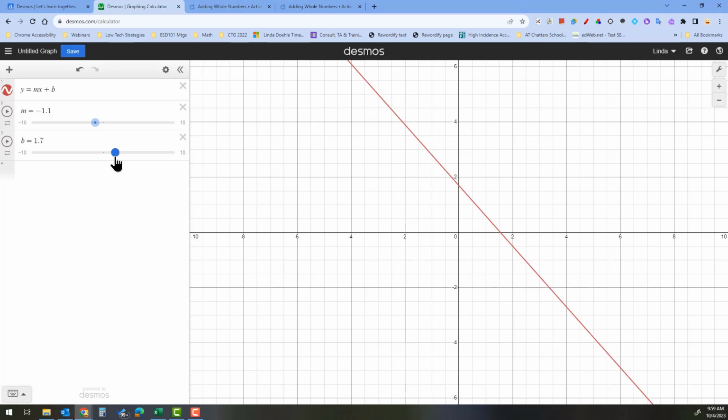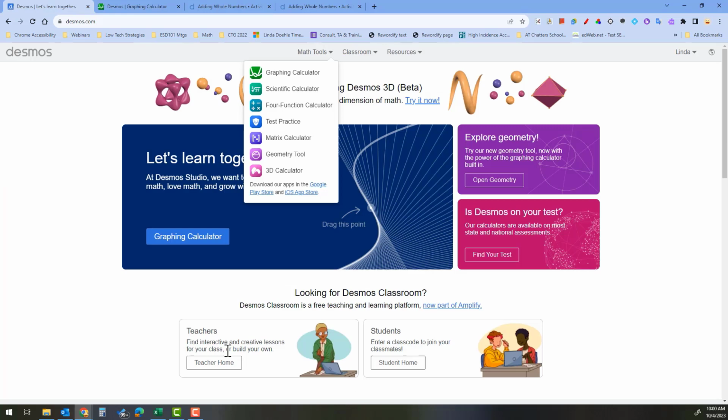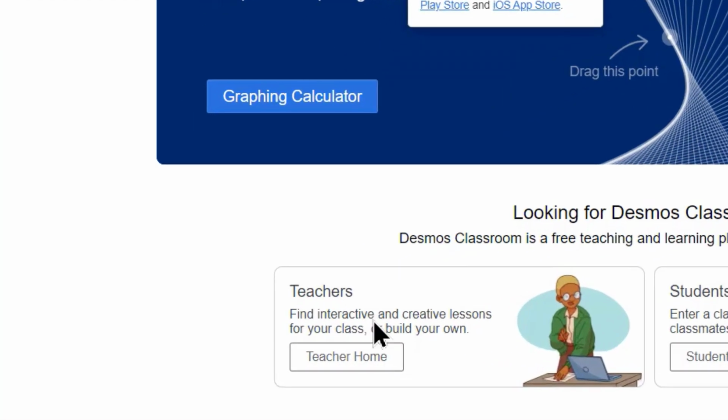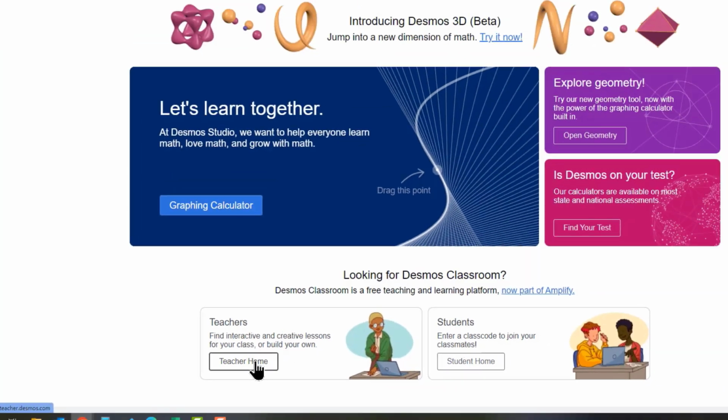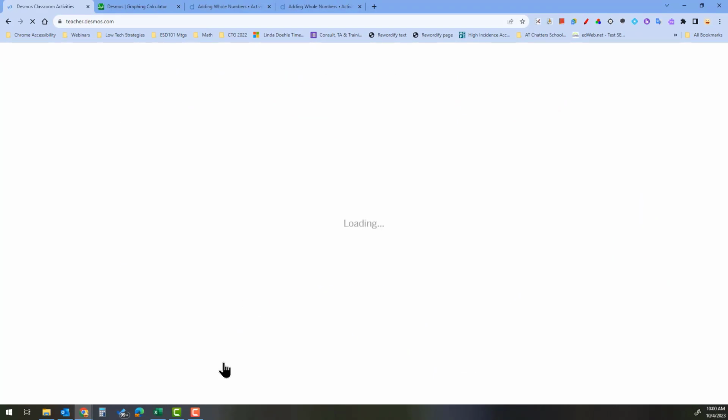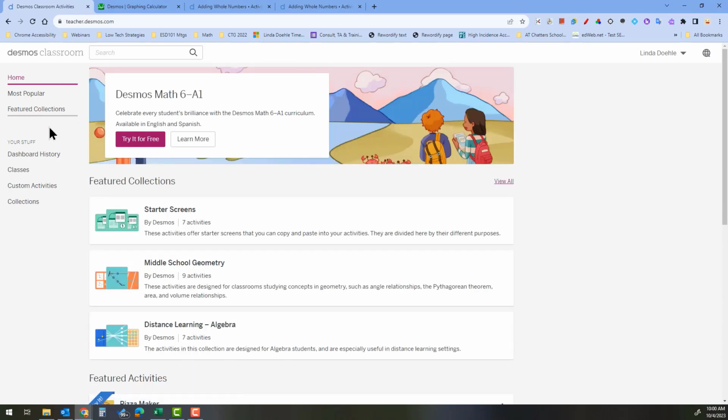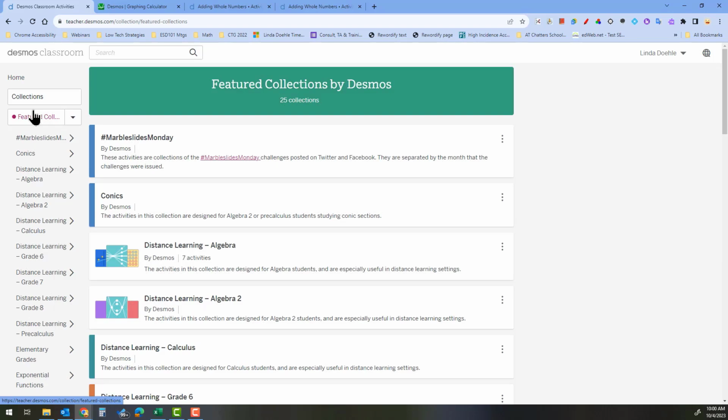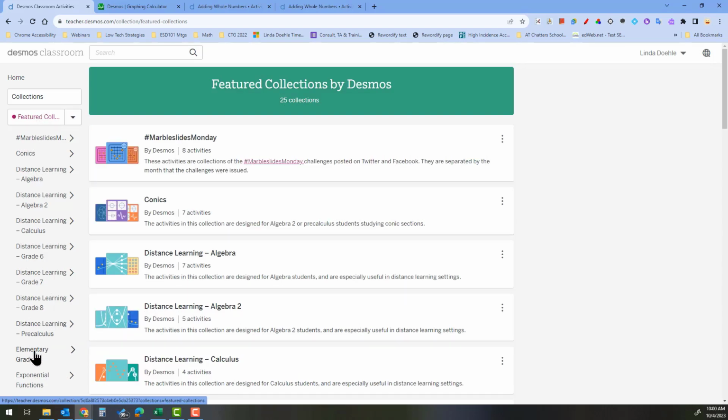And so students can interact with their graphs in a real tangible way. Another feature of Desmos is the interactive teacher lessons that you can create, or you can explore the lessons that other teachers have created, and you can explore them by their collections, by the grade level, or the topic.